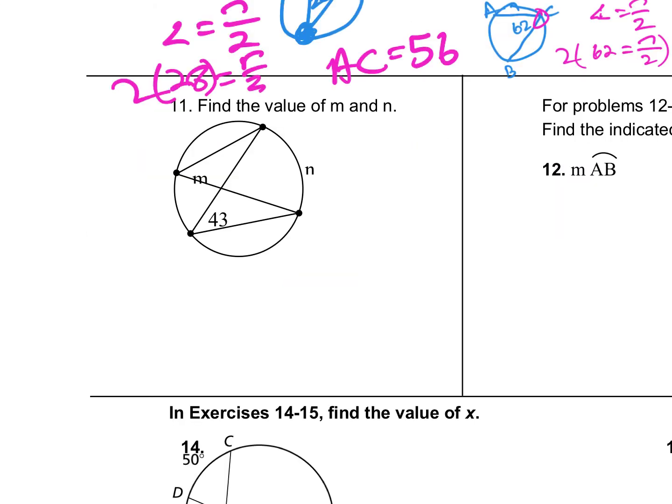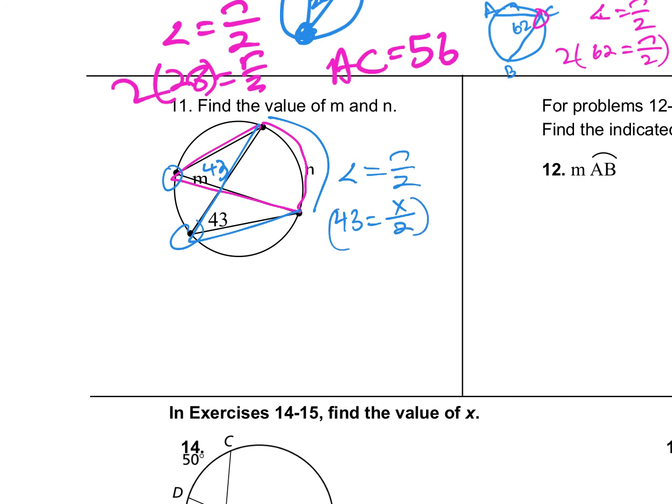All right, so let's look at this one right here. These two arcs, if you're looking at it, are exactly the same. So I have a pink arc and a blue arc that are exactly the same. So that means M has to be 43 degrees. Now, remember our formula. These are all on the circle. The angle equals the arc divided by 2. So the angle is 43 equals the arc, which is x, divided by 2. Multiply both sides by 2, 86.